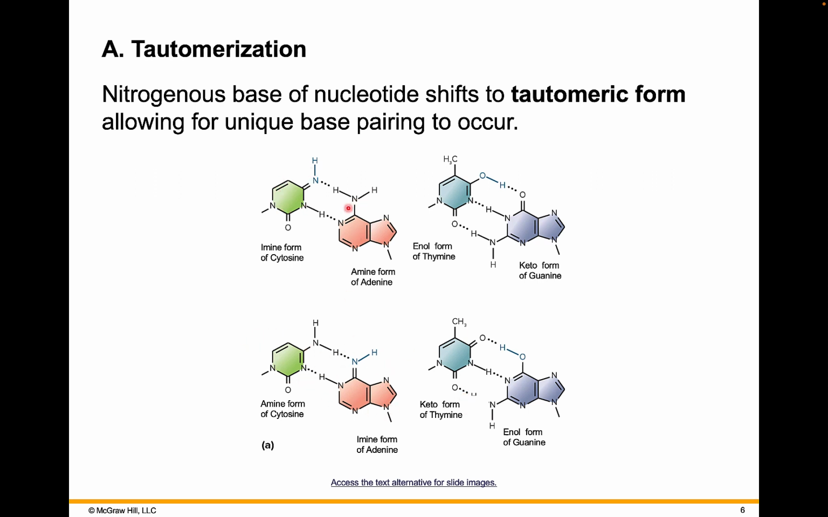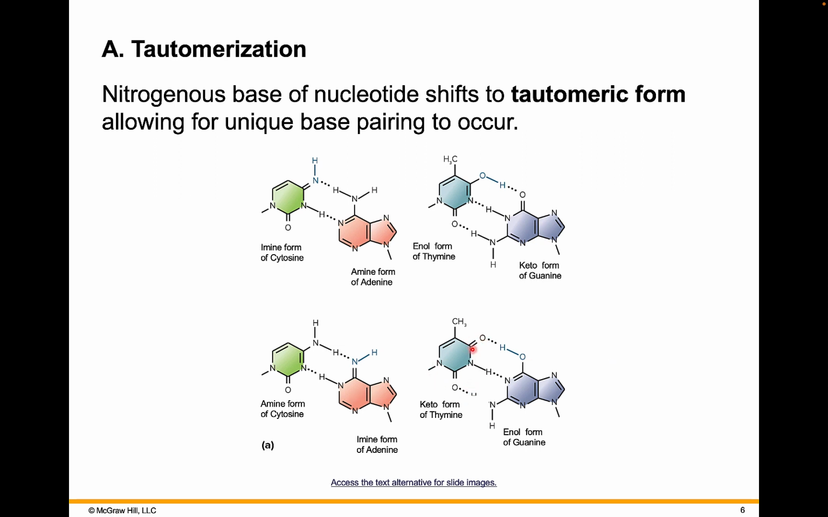This amine form of cytosine and amine form of adenine, these are the normal base pairs. But when the cytosine or adenine are in the wrong tautomers, they can form this. On the other hand, see that right here, in between the thymine and the guanine, there are two different tautomeric forms, which are a keto and enol form. They can form this.